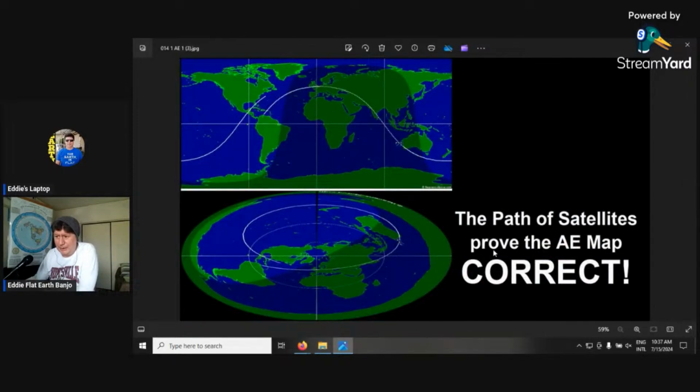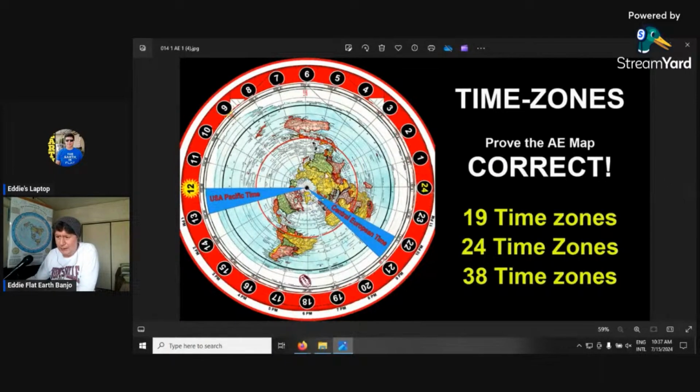Same thing for satellites, so-called satellites or satelloons, or the ISS. It never flies over Antarctica. It always follows this trajectory here when we change from the Mercator to the flat Earth map. Time zones: we have 19 time zones right here in this region. We have 24 time zones along the equator. We have 38 time zones here around the southern or the outer parts of the flat Earth. One more time, the map explains this really well, the Gleason's map.